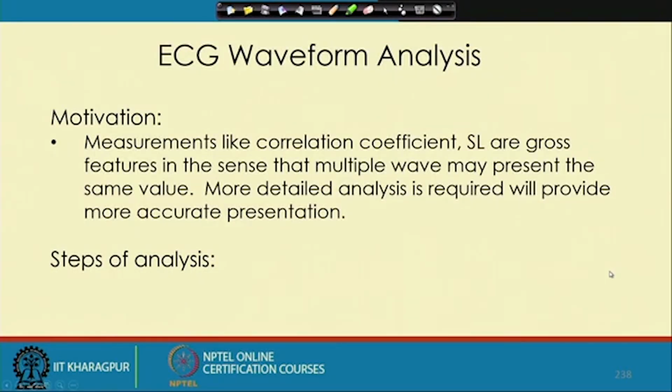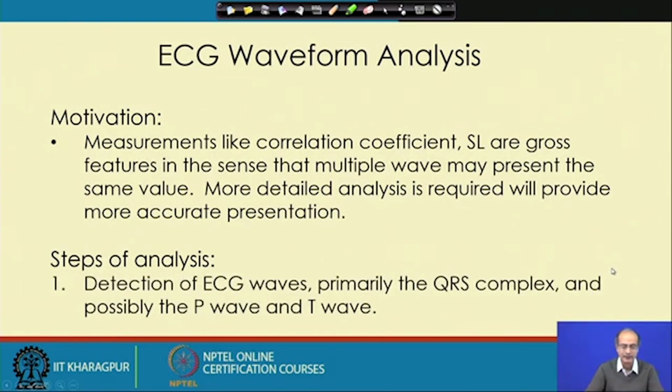So, from that point of view, some steps are suggested. First thing is the detection of the ECG waves, and primarily the QRS complex, because we know that the QRS complex is the one which has the most energy. So, it can be detected with much more confidence, and using the location of the QRS complex, we can possibly get the P and the T wave.